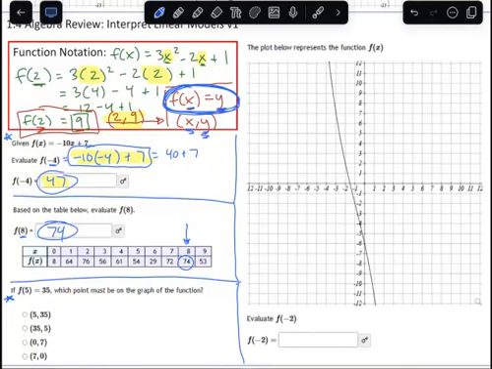So what would f of 5 equals 35? What ordered pair would be on the graph? An input of 5 with an output of, so 5, 35, which would be that first choice. Very good.